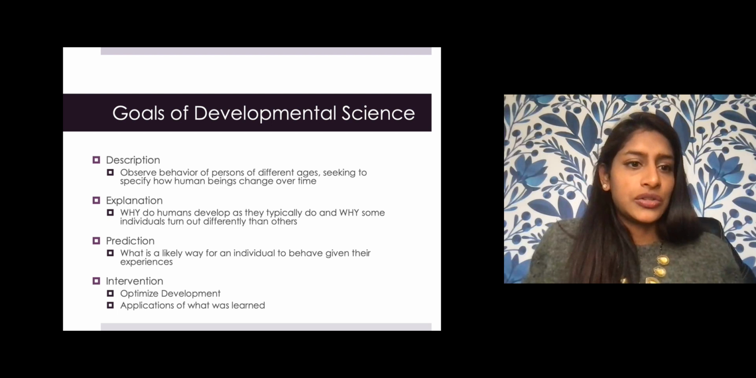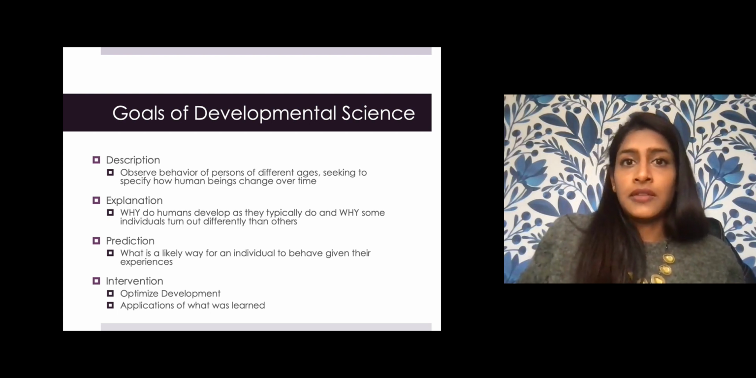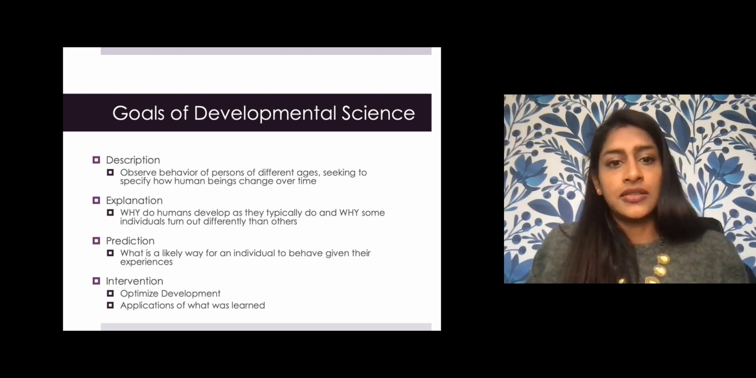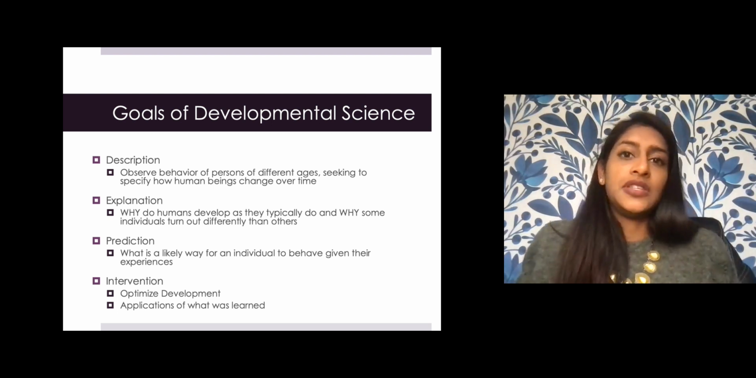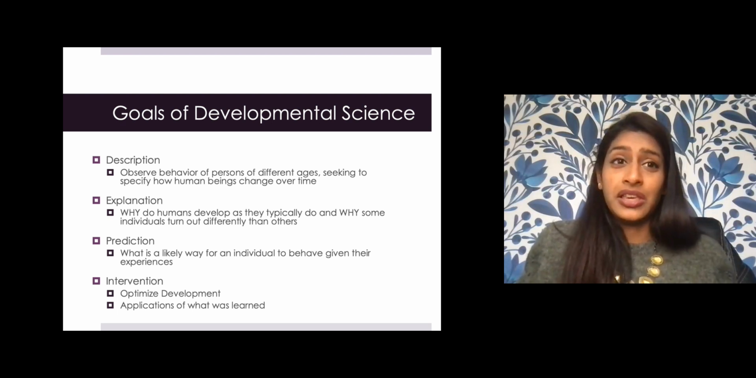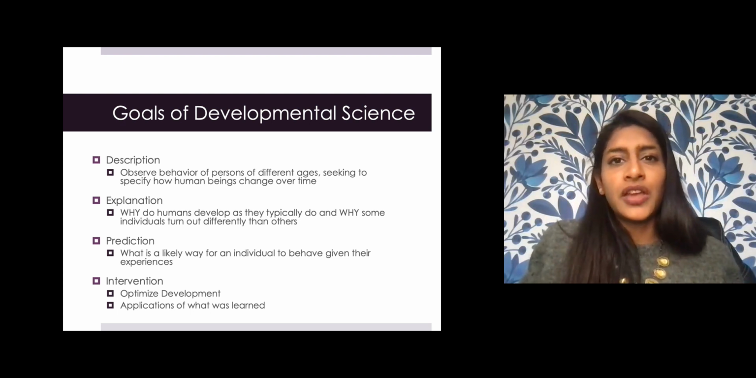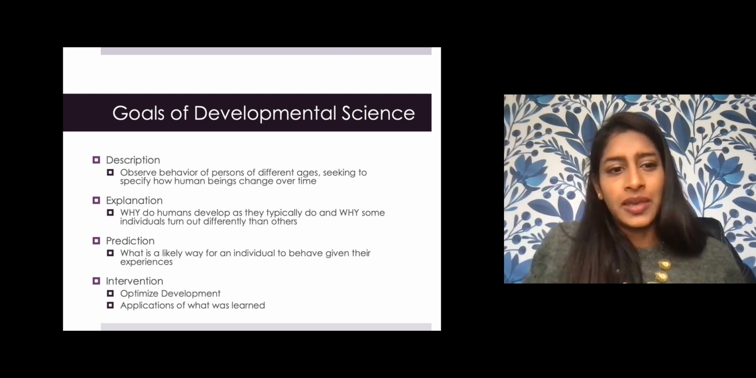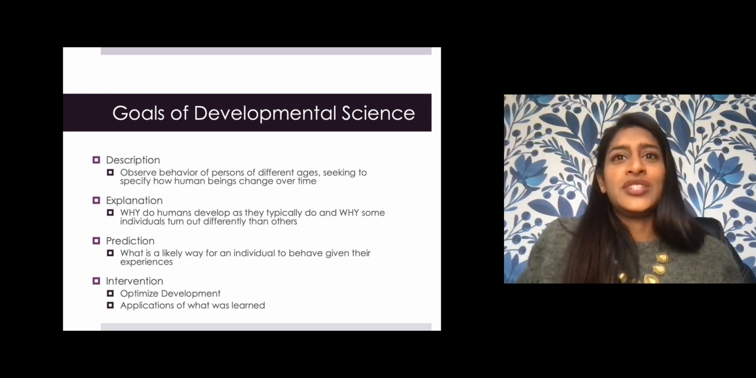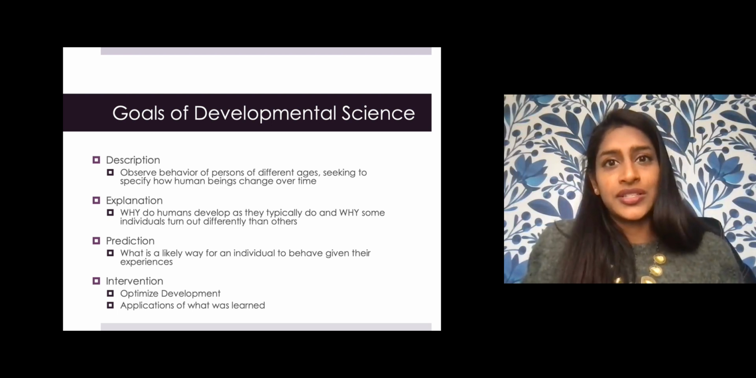Developmental psychologists are also looking to make predictions, right? So, collecting data: if I put a person in this situation and they have these specific experiences, how might they respond to that? And then finally, particularly for those of you who are interested in going into clinical psychology, maybe thinking about interventions: how do we optimize development? How do we take the research that we know and really enhance a person's life?